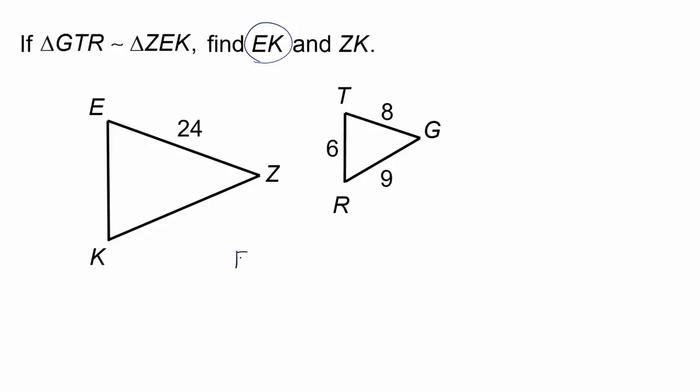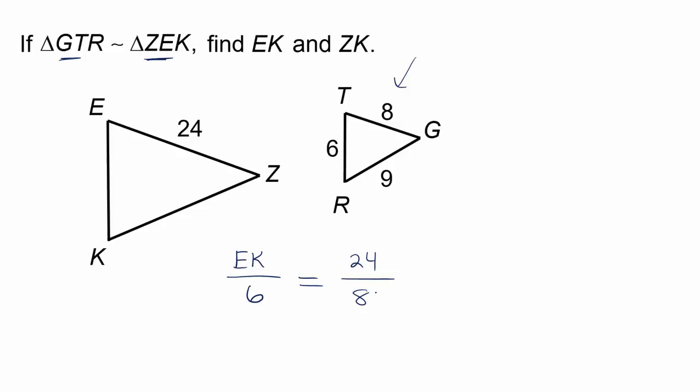We know that EK over the side that it's corresponding with. Again, we look at our triangle names, and we can see that EK would correspond with segment TR, which has a length of 6. So EK over 6 would equal, because we know the triangles are similar, the ratio EZ over GT. So EZ is 24 units over its corresponding segment GT, which is 8.